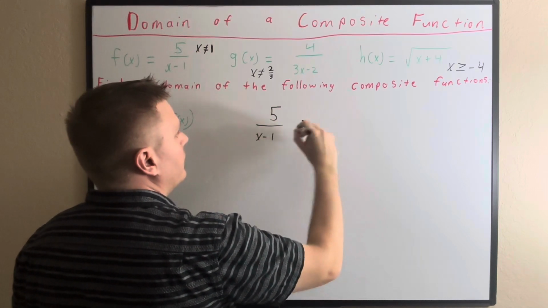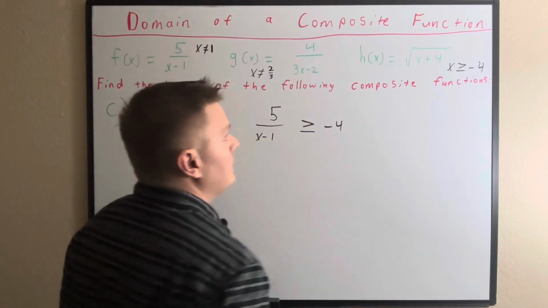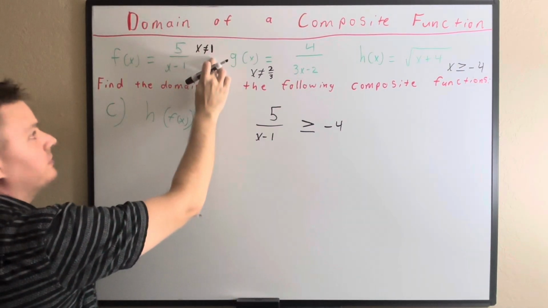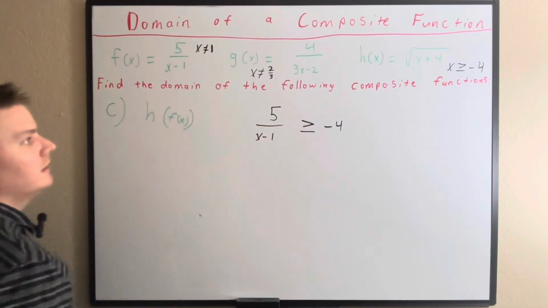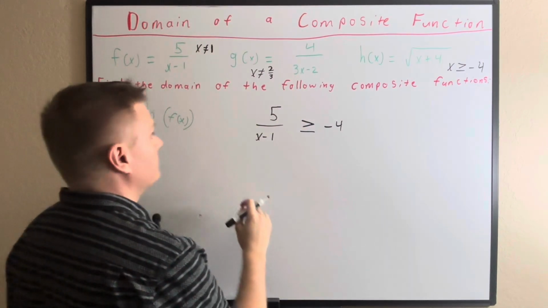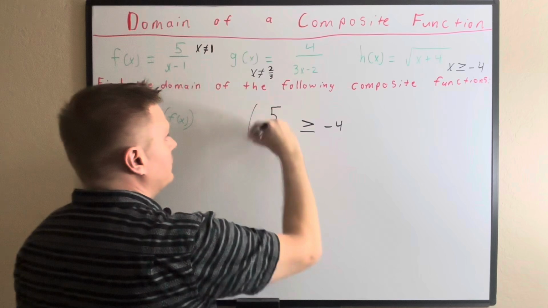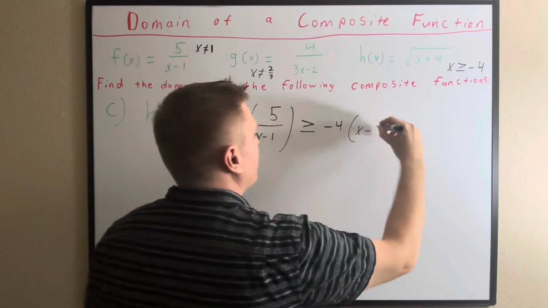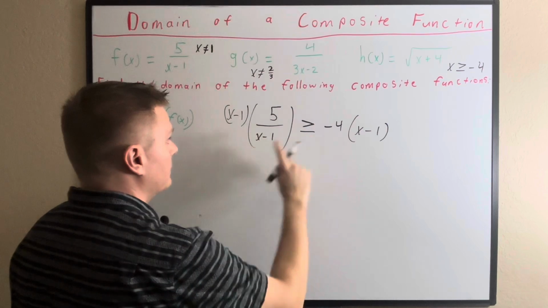So the output of 5 over x minus 1 needs to be greater than or equal to negative 4. Because remember, the domain of this is everything but positive 1. So it would be all those negative infinity numbers and all those positive infinity numbers. So there's a bunch of numbers that we're going to need to eliminate from that domain before we can have our full domain here. So what do we do? Multiply both sides by that denominator to get rid of it, right? It's not negative, so we don't need to flip the sign.